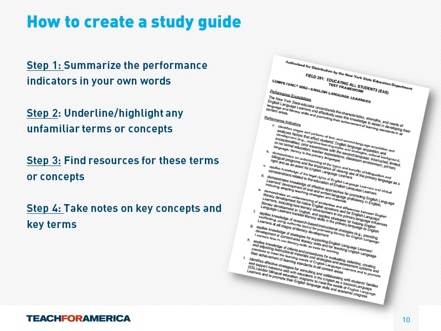Here are the steps to creating a study guide for the EAS. Step 1. Summarize the performance indicators in your own words. Step 2. Underline or highlight any unfamiliar terms or concepts. Step 3. Find resources for these terms or concepts. And step 4. Take notes on key concepts and key terms.